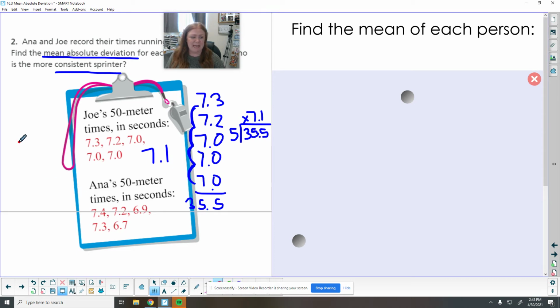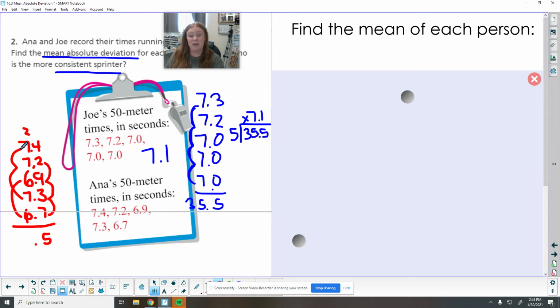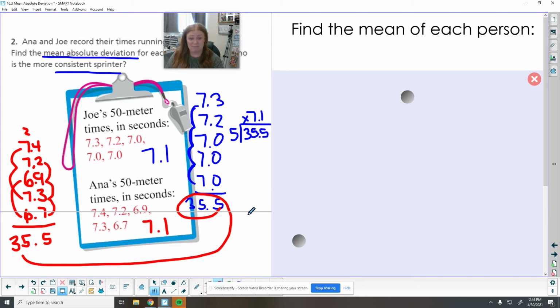So now let's check out Anna. She had 7.4, 7.2, 6.9, 7.3, and then a quicker one at 6.7. So here is 10, 19 plus 2 is 21, plus 4 is 25. And then we've got 6 and 12, 7, 14, 21, plus 12 is 33, 34, 35. So altogether, they had the same time. That means their average, she also ran 5 races, is the same. So they're running on average the same.